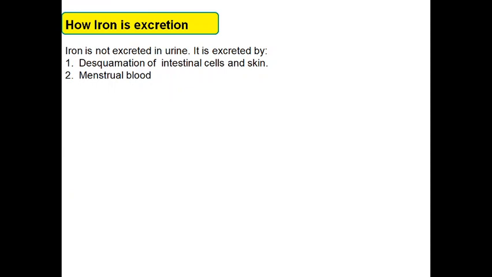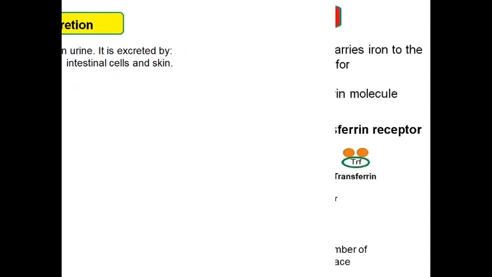As I mentioned, there is no efficient excretory pathway for iron. So iron homeostasis is regulated at the site of absorption from the enterocytes. But small quantities, in the range of 1 to 2 milligrams, which are absorbed from the intestine, are lost through desquamation of the intestinal cells and skin, and in females also in the form of menstrual blood.